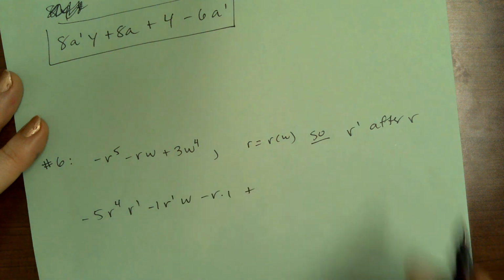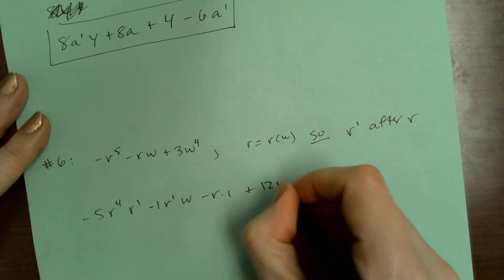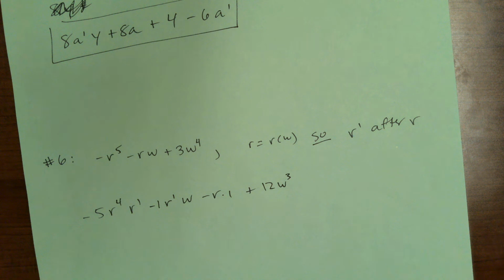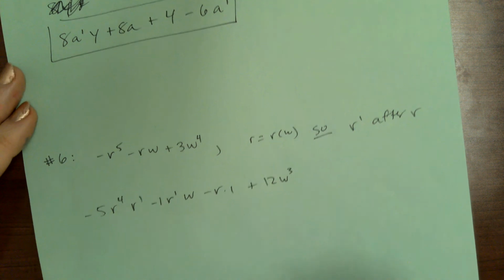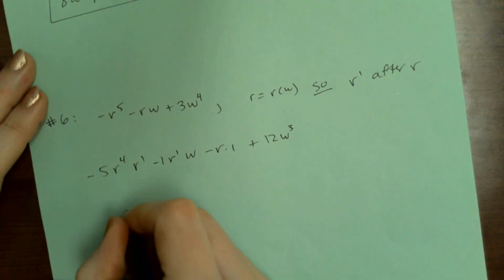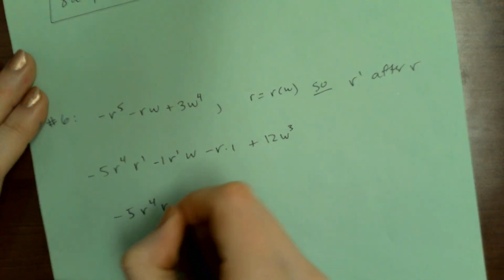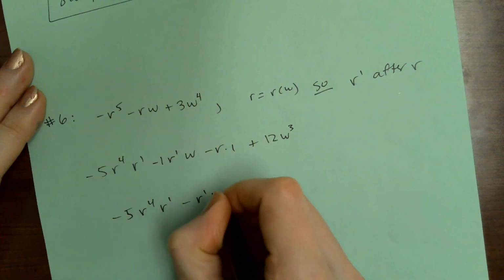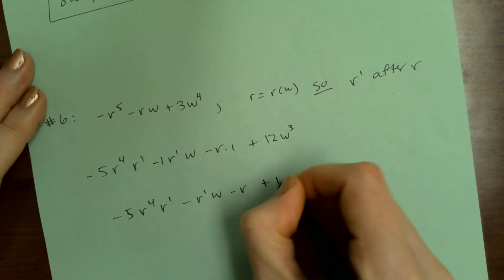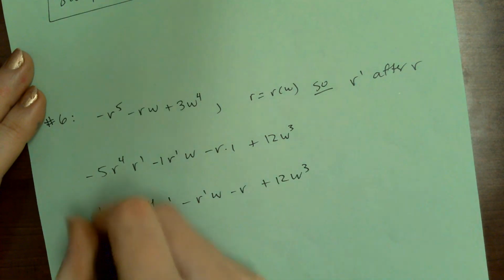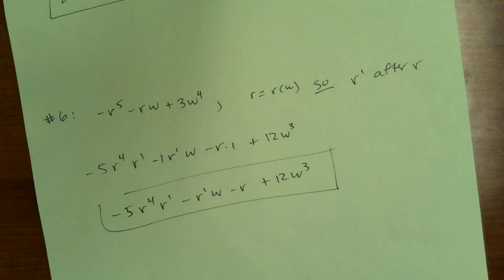Plus the derivative of 3W to the 4th is 12W to the 3rd. Okay, so we've got R primes after our R derivatives. Let me just make it look a little nicer. You could stop there if you want, but minus R prime W minus R plus, like you don't have to write when you're multiplying by a 1.